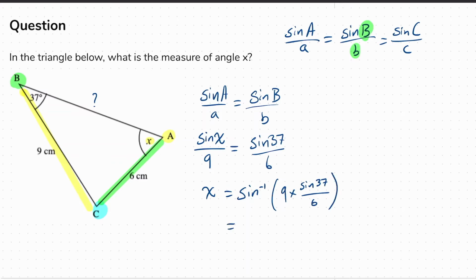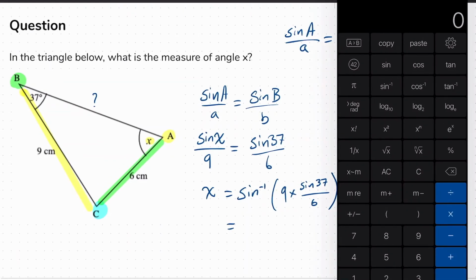So what does that look like in the calculator? Well, sine 37, divided by 6, times by 9, and then inverse sine gives us 64.52 degrees to 2 decimal places.